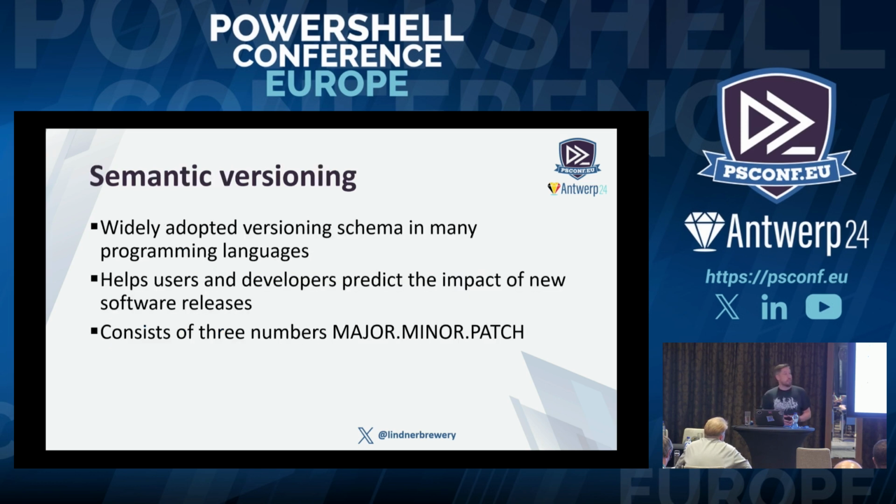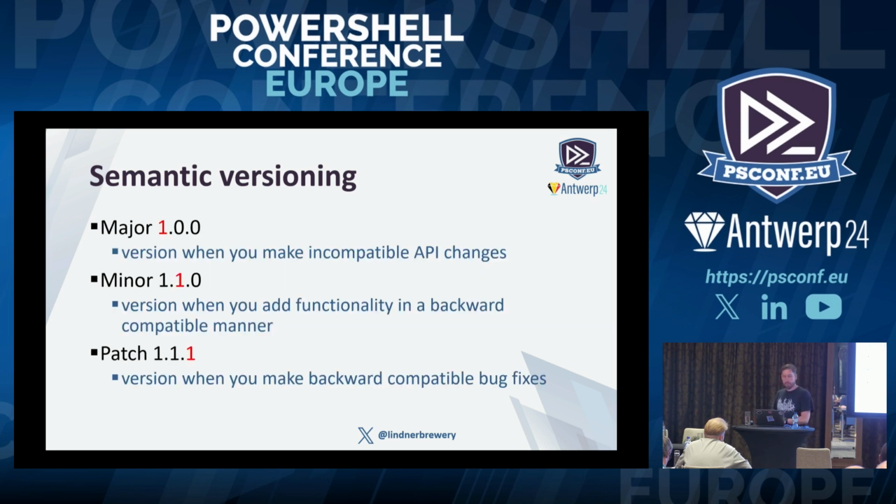So what's semantic versioning? Semantic versioning is a widely adopted versioning scheme in many programming languages. So that has nothing to do with PowerShell. Java users do it. C# programmers use it. Lots of people do it. It helps users and developers predict the impact of software releases. So this is great. I can look at a semantic version and I can tell you my code's going to break or not going to break, because it gives us so much information. And it consists of three numbers: major, minor, patch.